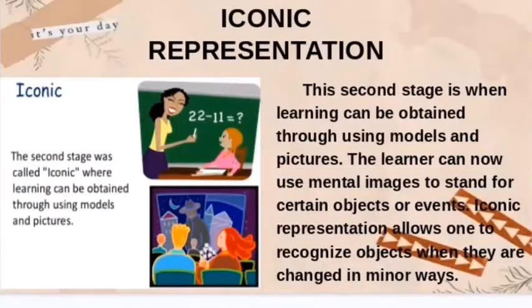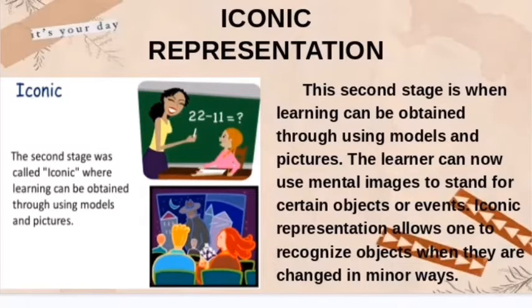Next is the iconic representation. This second stage is when learning can be obtained through using models and pictures. The learner can now use mental images to stand in for certain objects or events. Iconic representations allow one to recognize objects when they are changed in minor ways.